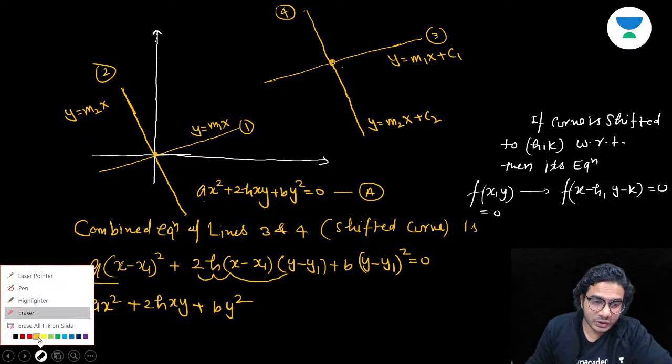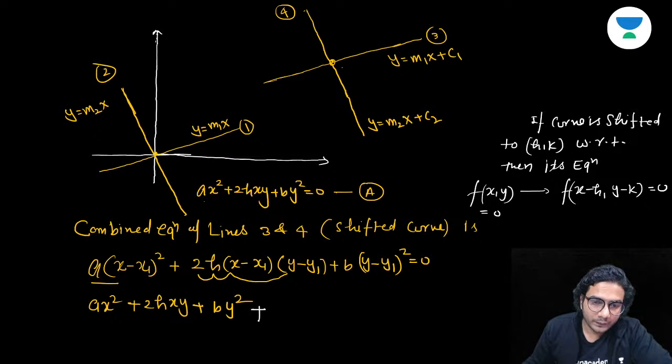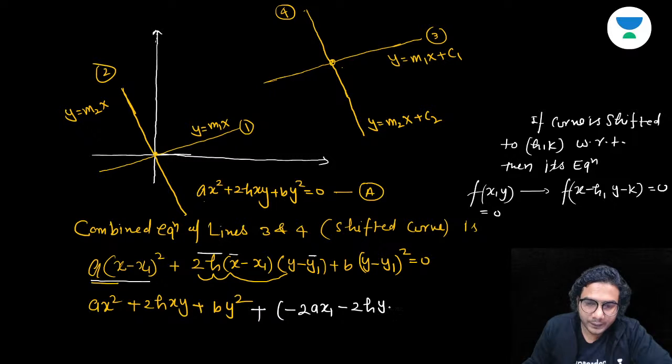Now I am writing the additional terms I am getting in this equation. So first let's write the terms which have x raised to 1 power. So from this you'll get minus 2ax1 into x. From this also you'll get 2hx into y1, so minus 2hy1, and here you won't get any term of x1. So this is this whole into x, all right?